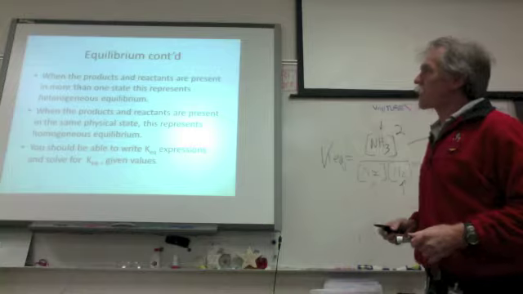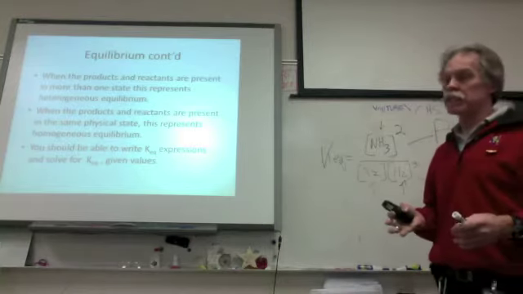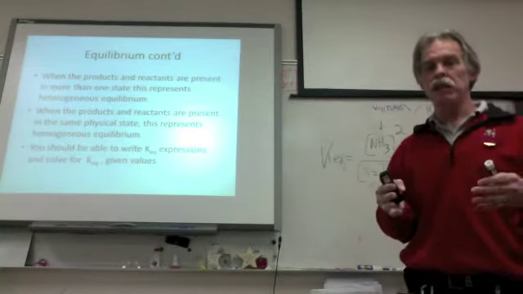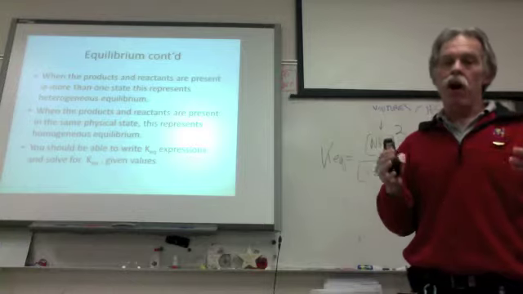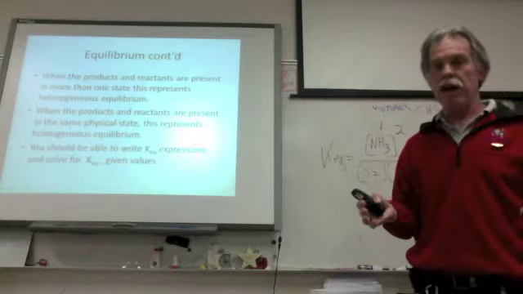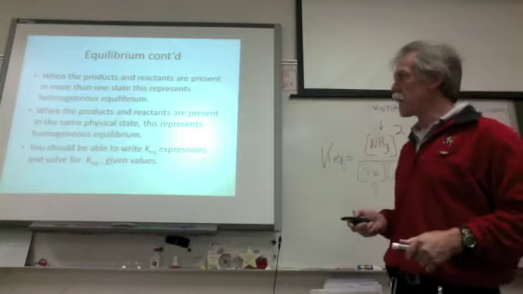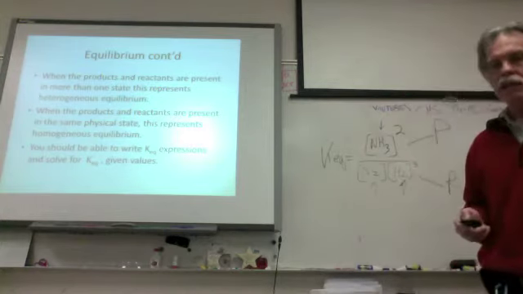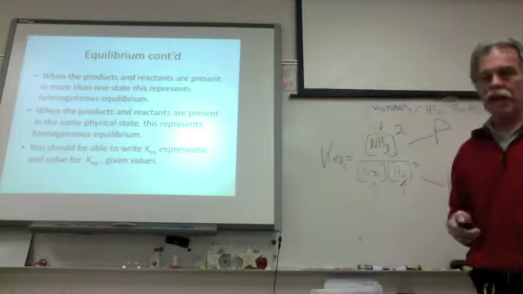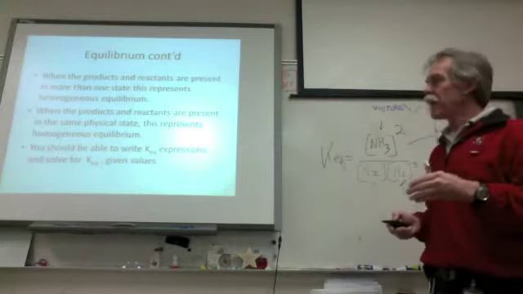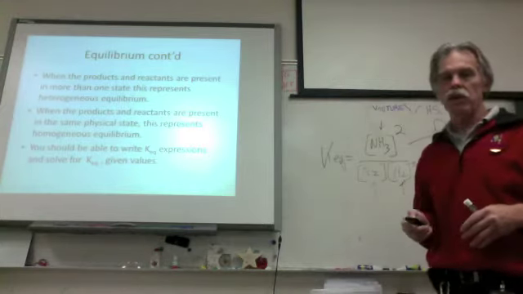When the products and reactants are present in more than one state, this represents heterogeneous equilibrium. If they're all in the same physical state of matter, we call it homogeneous equilibrium, much like the terms we used in the last chapter. It says at the bottom here, do make sure that you can write Keq expressions and that you can solve for Keq given the values.